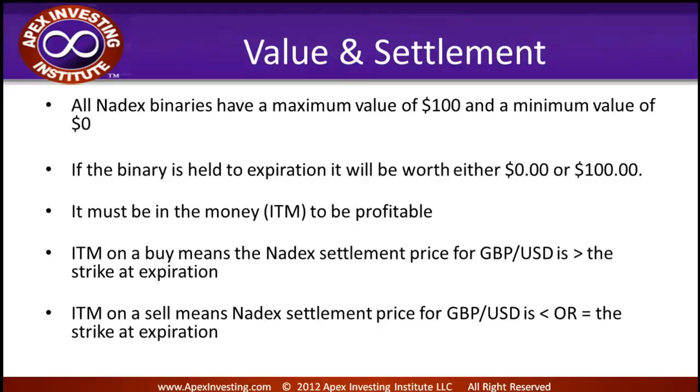Well, in the money on a buy means that the Nadex settlement price of the pound-dollar is greater than the strike that you bought at expiration. And in the money on a sell means the Nadex settlement price for the pound-dollar is less than or equal to the strike that you sold at expiration.